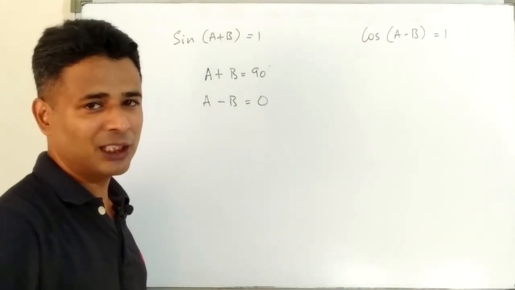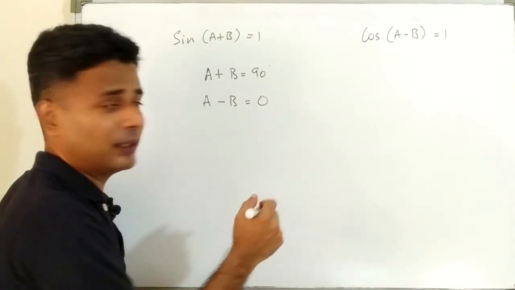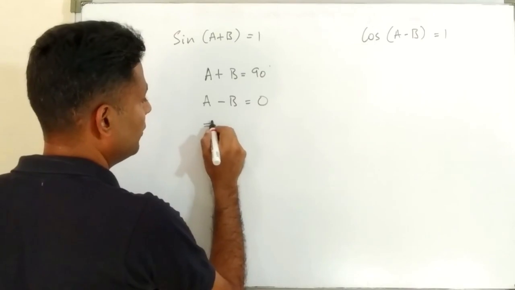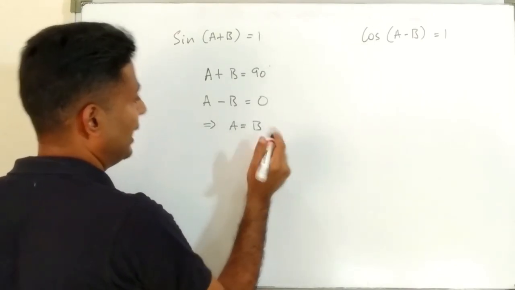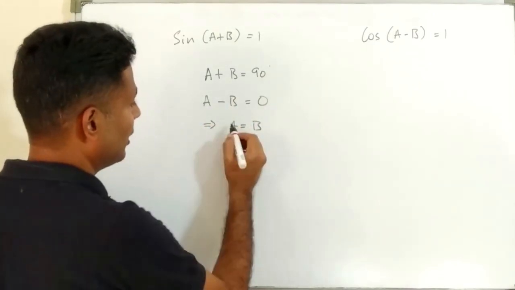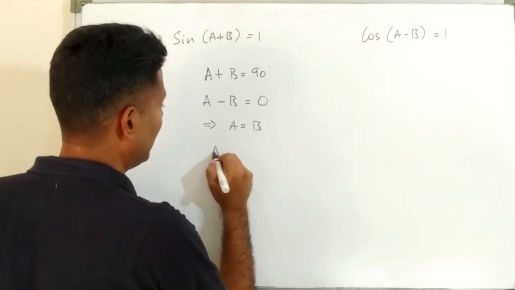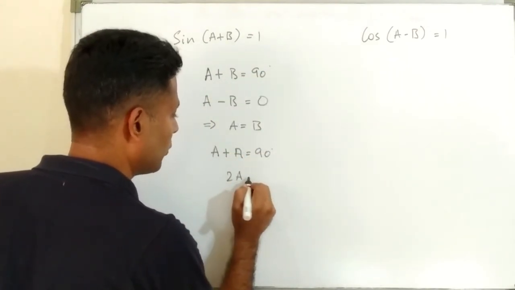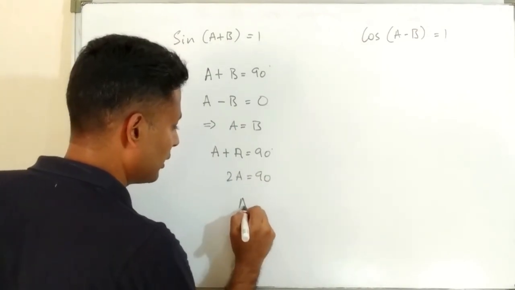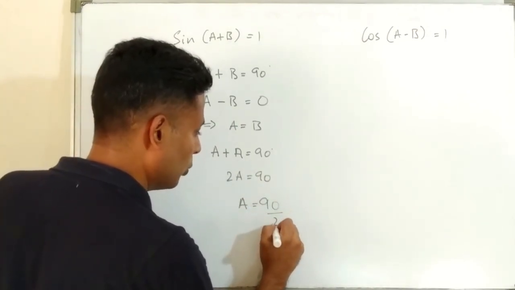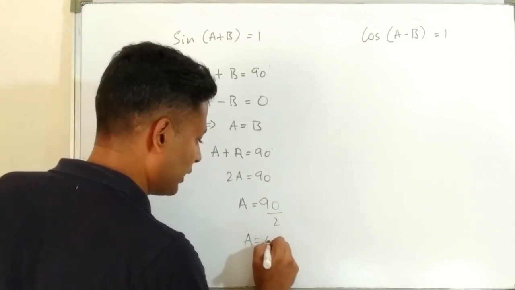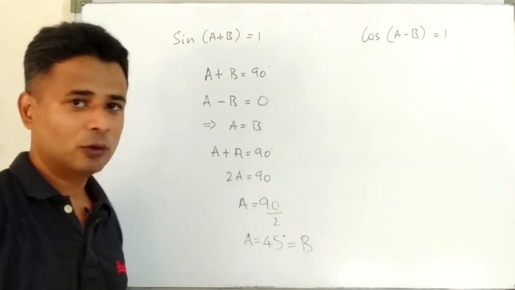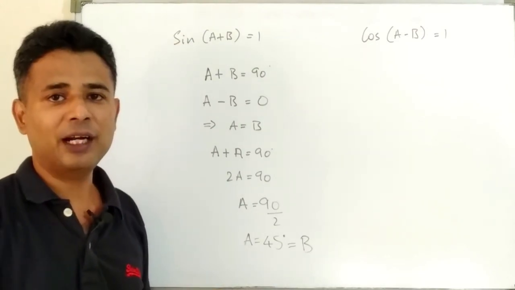Now we can use substitution method also in this. I'll use substitution method instead of elimination. So a minus b is 0, which means a equal to b, right? Minus b will become plus b. Now we have got a equal to b. So in this I'll write it as a plus a equal to 90. So 2a equal to 90. So a equal to 90 by 2. So a equal to 45 degree, which is also equal to b. So we have a and b as 45 degree.